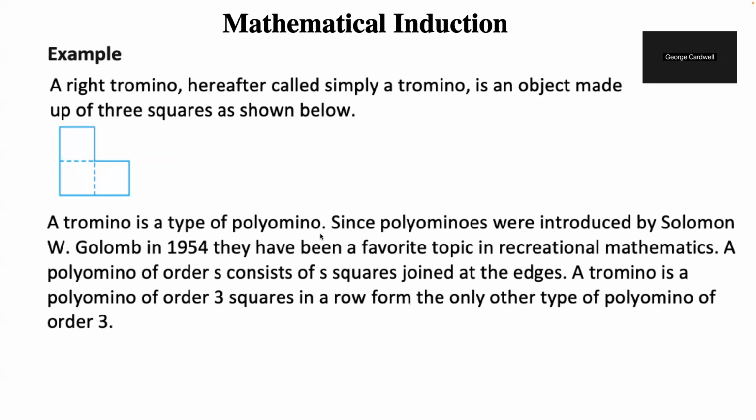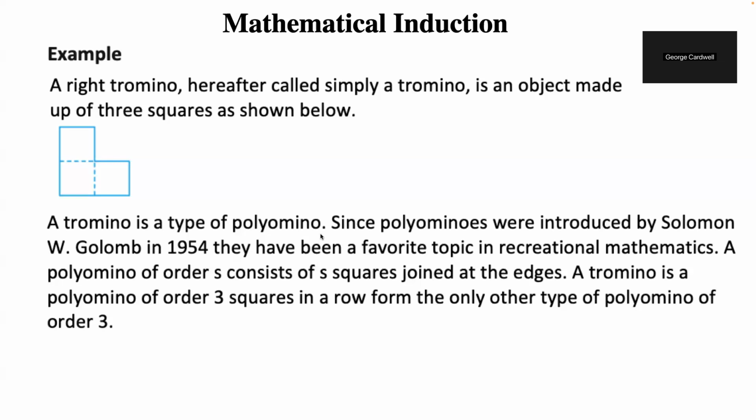Since polyominoes were introduced by Solomon W. Golomb back in 1954, they've been a favorite topic of recreational mathematics. A polyomino of order s consists of s squares joined at the edges. So a tromino is a polyomino of order 3.